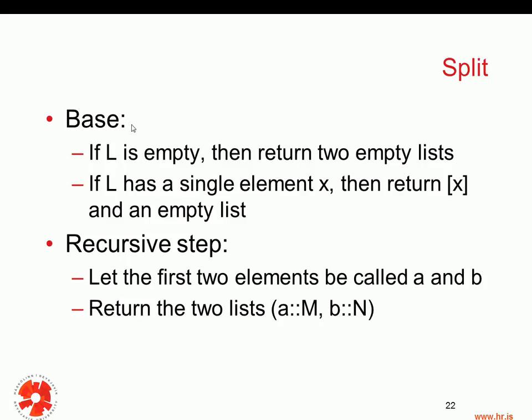So if we look at the base case here, if L is empty, then since split is supposed to return two lists, we just return two empty lists. If L has a single element x, then we just return a list that contains x as the first element and then the empty list as the second element. In the recursive step, we let the first two elements be called A and B. And then what we do, we return the two lists, A as the head in the first list, and then some tail M, and then B as the head in the second list, and then some tail N.